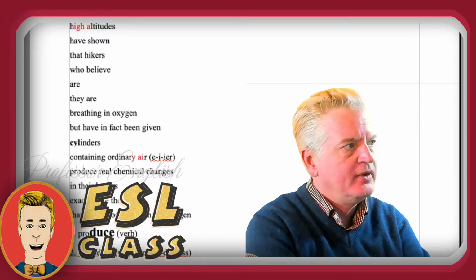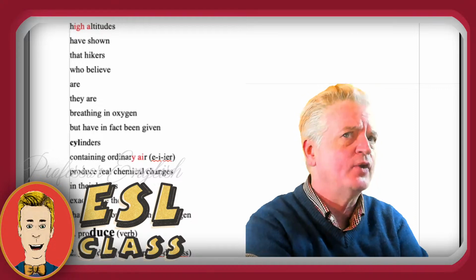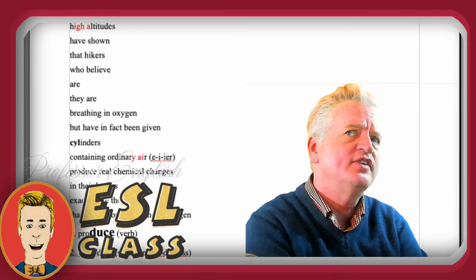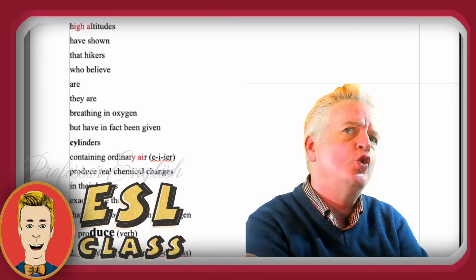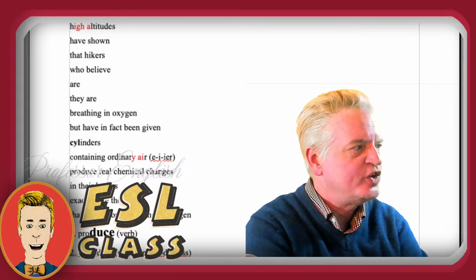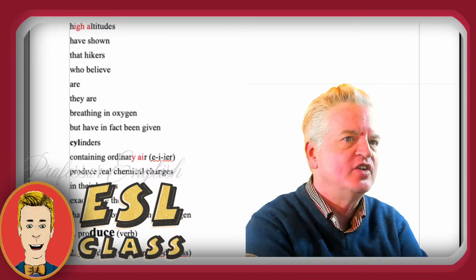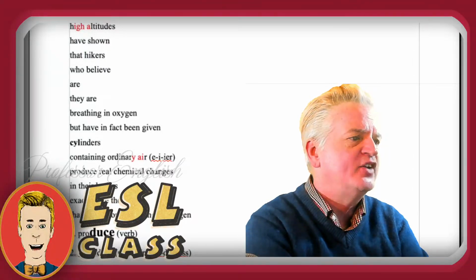Now let's take a look at the next word. Altitudes. What do you think about those two vowel sounds? Are those long sounds? What about tudes? You have to kiss when you make that sound. Tudes. That's two short sounds and one long sound.